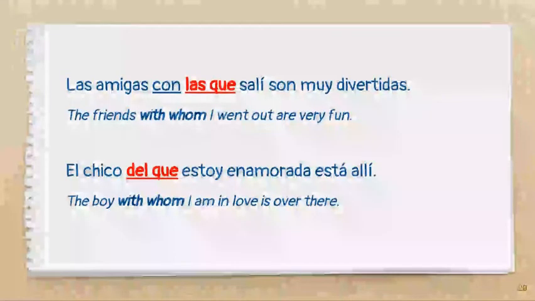So here's some examples of what they mean with a preposition to say whom. Las amigas con las que salí son muy divertidas. The friends with whom I went out are very fun. Or el chico del que estoy enamorada está ahí. The boy with whom I am in love is over there. Just remember too that if originally I was going to say de el que, I have to combine de and el together into del. The same thing will happen if you end up with a el que. Make sure you combine into al que, please.